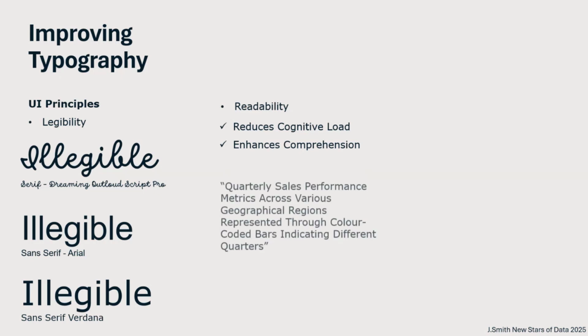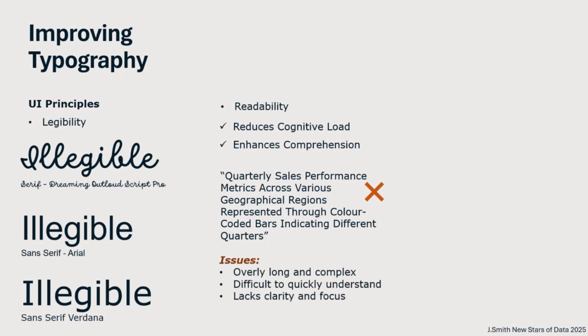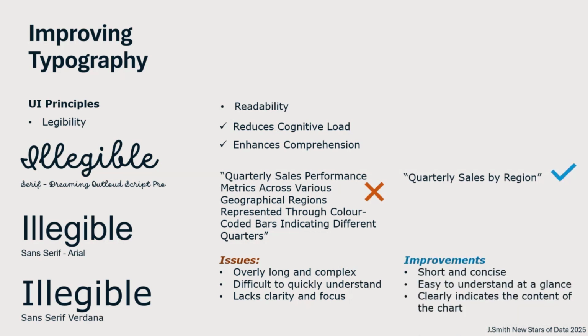So here we have an example of a chart title that reads: quarterly sales performance metrics across various geographical regions represented through color-coded bars indicating different quarters. And that's horrific. The main issue here is an overly long and complex title. It is very difficult to quickly understand what the title is saying, and it lacks clarity and focus. Alternatively, you could have said quarterly sales by region, and this is a short and concise title. It's easy to understand at a glance and clearly indicates the content of the chart.